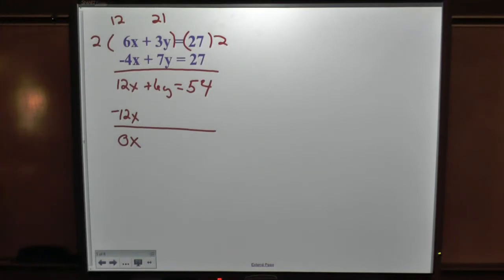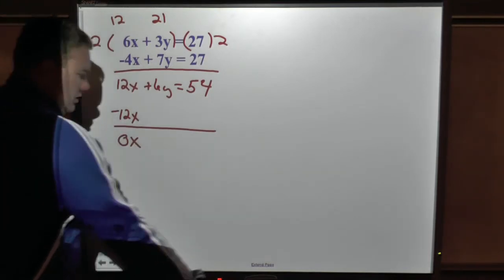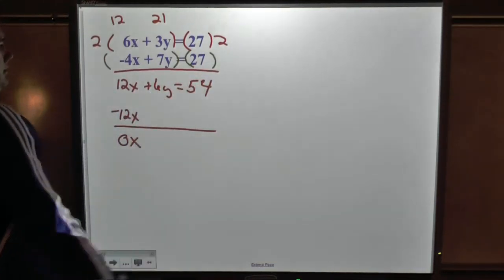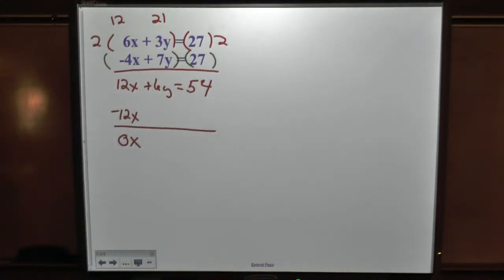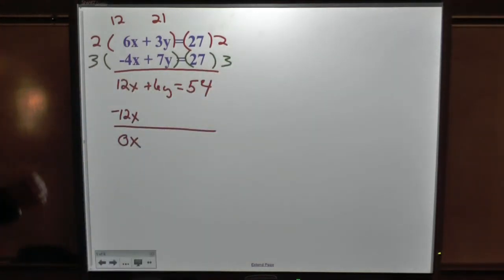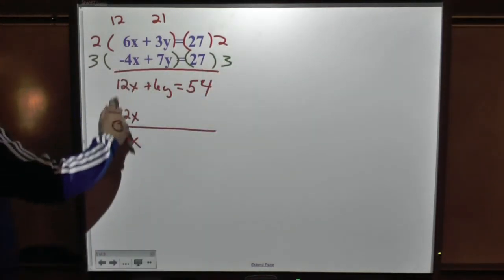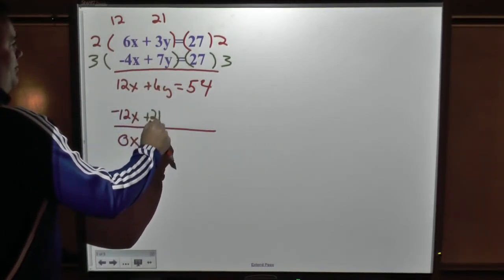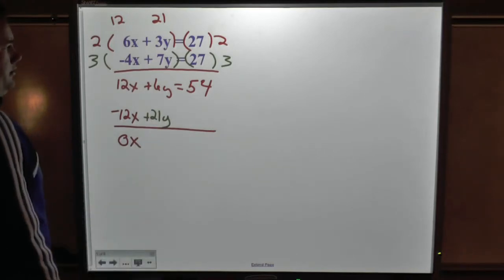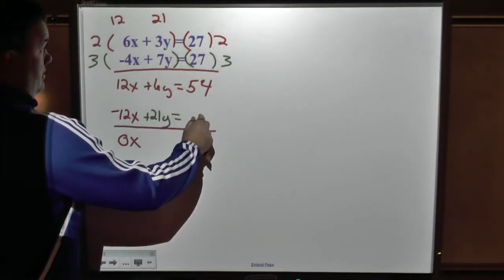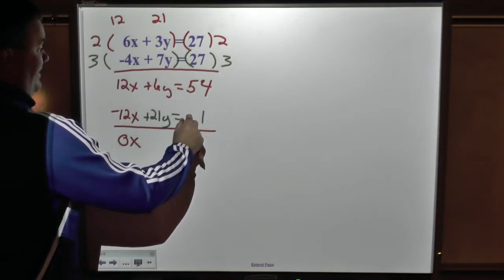There you go. Now the second equation. When you look at this one, we're going to multiply this one. Negative 4 times what gives me negative 12? A 3. I multiply the whole thing by 3. 3 times negative 4x is negative 12x. 3 times 7 is 21y. And 27 times 3, that ends up being 81.